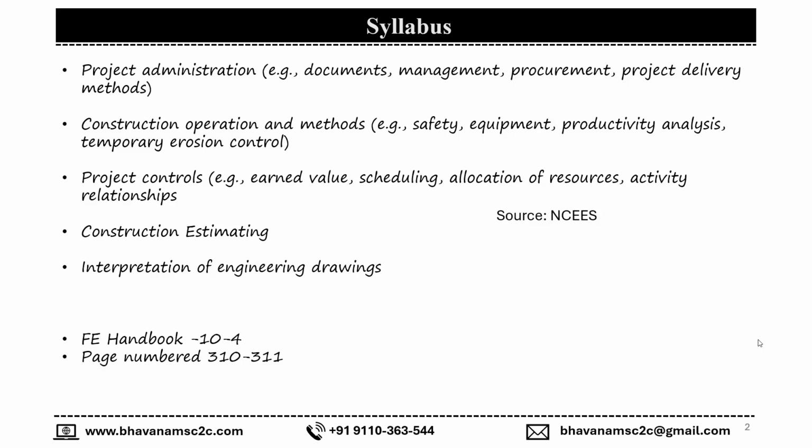Coming to construction, operation, and methods, majorly this is related to the machinery. What kind of machinery, as a contractor, you have to choose, which is cost efficient for you. Coming to project controls, this is the most weighted topic within this subject, and the formulas are directly given in the handbook. For this one, and value, scheduling, and allocation of resources, along with activity relationships. Coming to activity relationships, we're going to discuss one big problem within this class.